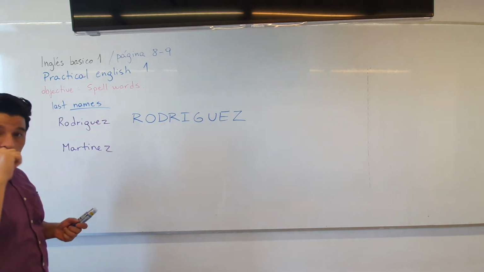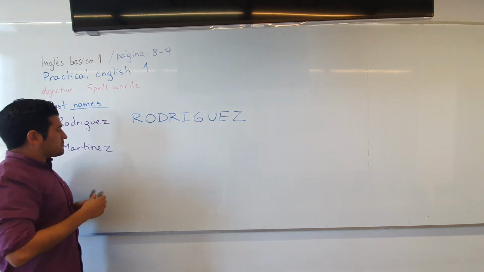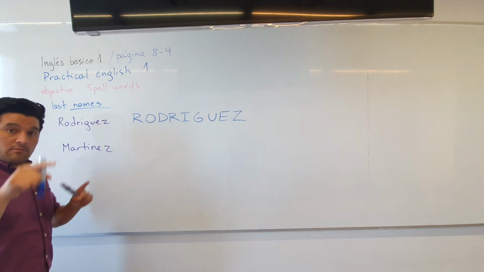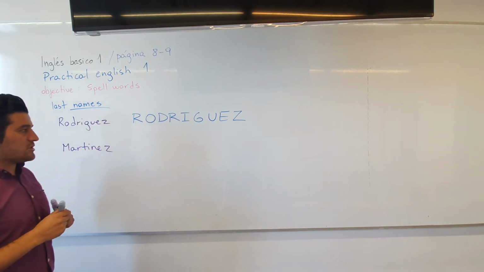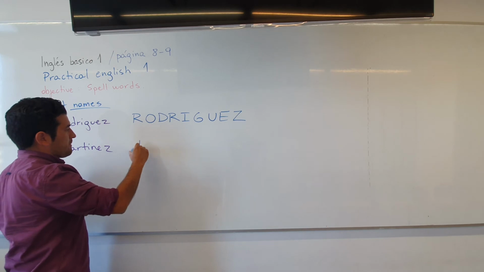Okay, let's see the other one. Let's try with the other one. Please pay attention, okay? Are you ready? We're going to do it, yeah? So you have to say the word. You have to spell it, okay? Let's see.